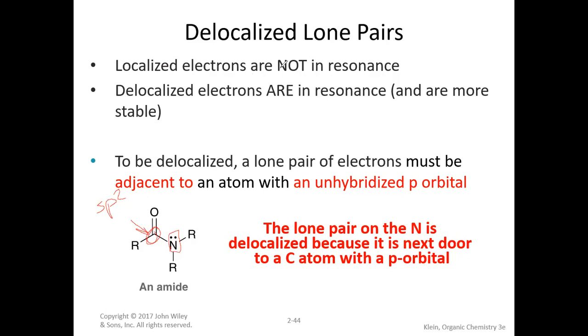So if you have an atom with a lone pair and it is next to an atom that has unhybridized p orbitals like sp2 or sp, those electrons can move over there. This means that these electrons are delocalized. This implies that there is resonance. And so this is what's happening. So the oxygen here is also sp2.